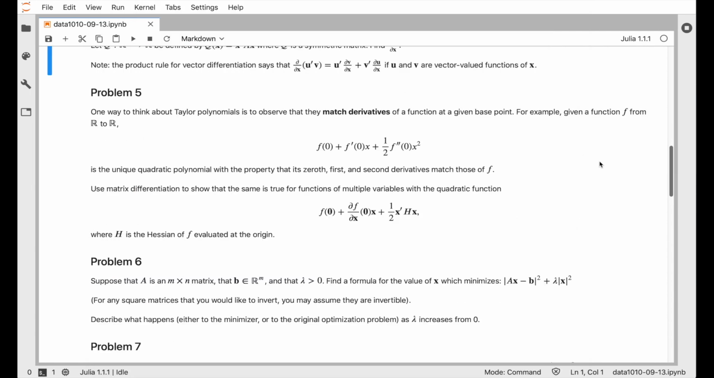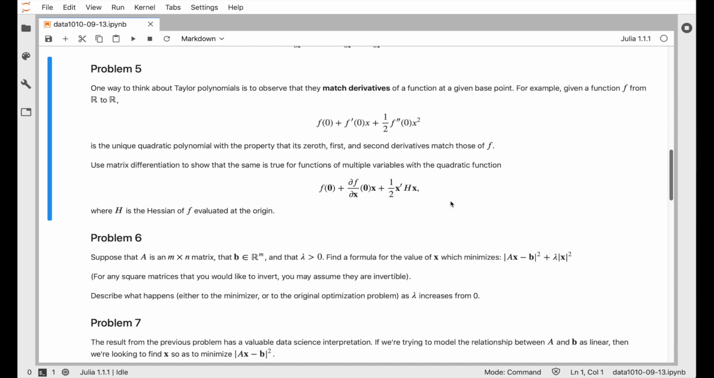So let's connect this up with Taylor's theorem. The basic idea of Taylor's theorem in single variable calculus is that if you want to approximate a function with a quadratic polynomial, you should choose the quadratic polynomial whose derivatives match the function. So you can match the 0th derivative by making the constant term correct. You can match the first derivative by making the linear term correct. And you can match the second derivative by making the quadratic term correct.